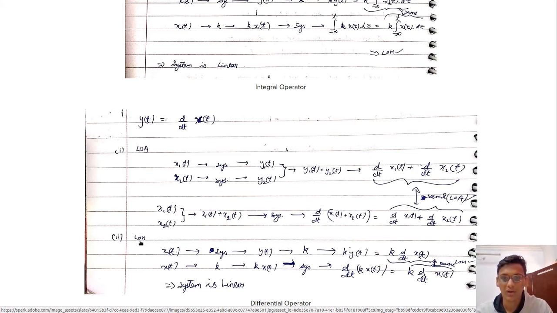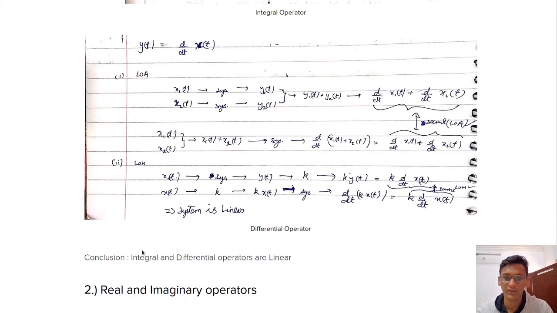Now let's see for the law of homogeneity. First the input is passed through the system. We get y(t), which is multiplied with k. We get k y(t) equals k d by dt of x(t). And taking the same input, multiplying with a constant k, then passing it to the system, we get d by dt of k x(t). That is the same as k d by dt of x(t). And as we can see, these two are the same. That means the law of homogeneity is also obeyed. That means the system is linear. So we can conclude that integral and differential operators are linear.